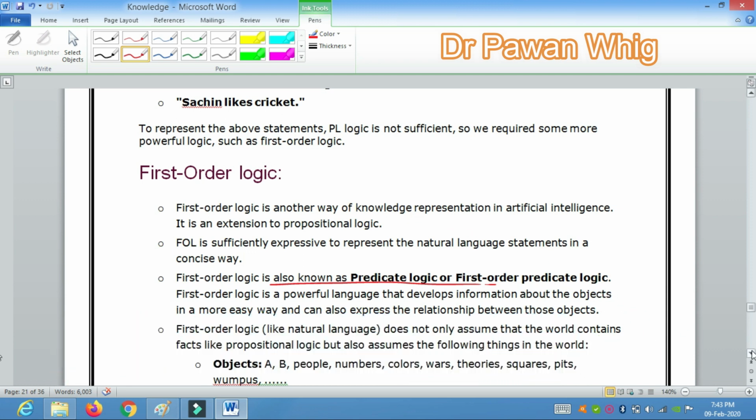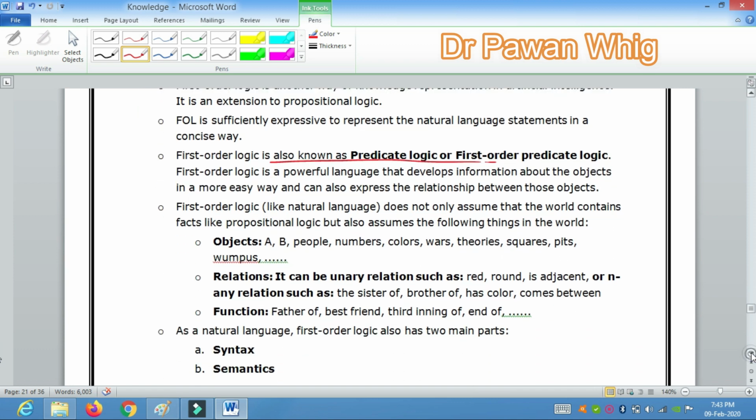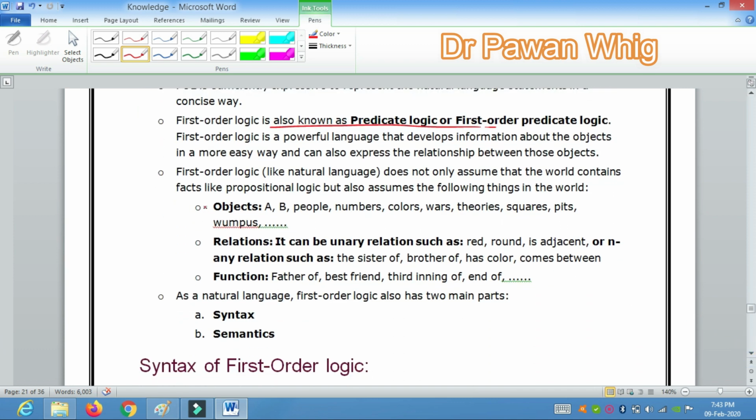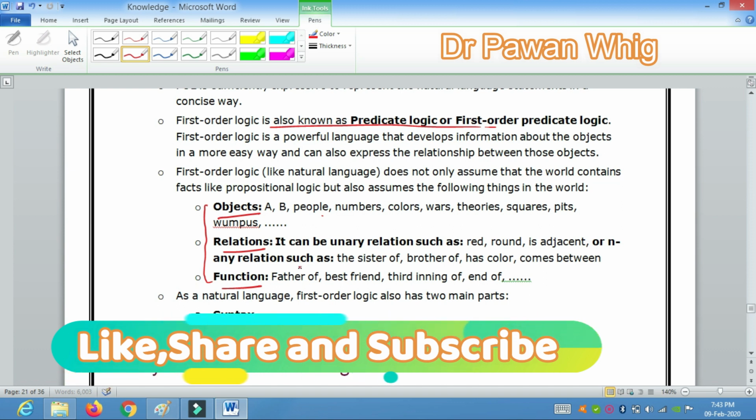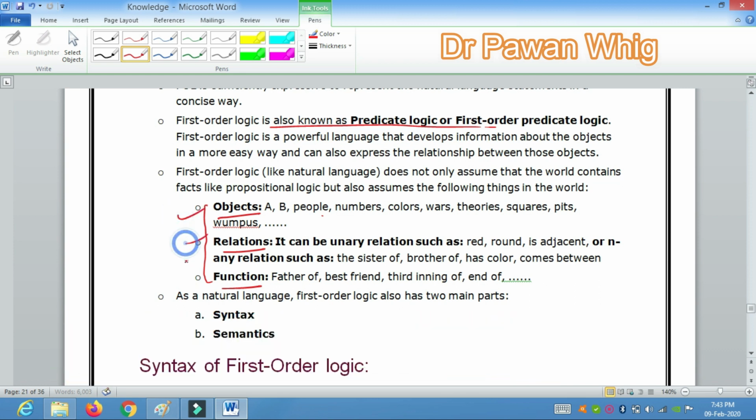There is no problem of expressing all and some, because there are three things that we are covering. One is object, another is relation, and another is function. So A, B, people, number, color, these are what we call objects. Relation can be a general relation like red, round, or any relation like sister of, brother of. Function is like father of, best friend, third. So basically, in first order logic you have three things, and with the help of these three things you write your logic.